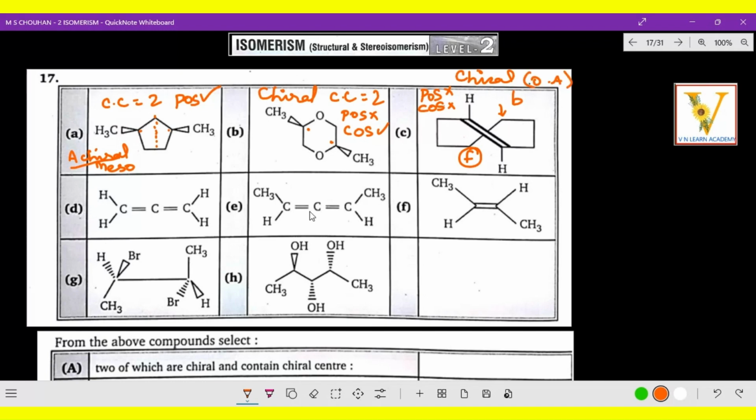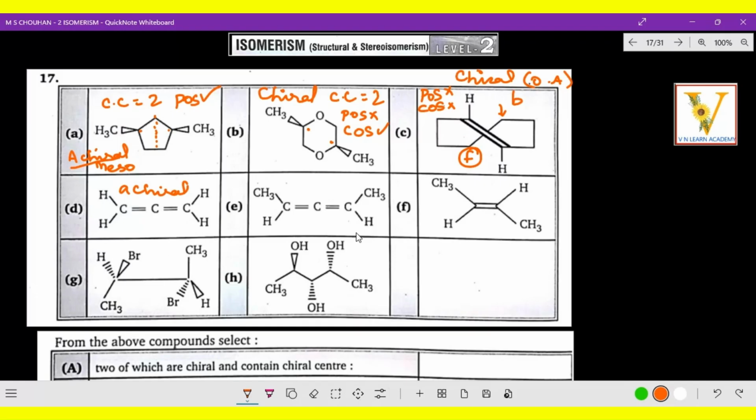Okay, now next one. So this is actually D, right? So here C double bond C, here hydrogen, here hydrogen. Even cumulene, this is 100% even cumulene. Even cumulene means it does not show GI, that you know very well. Right now here, this is actually achiral. How do we say it's achiral? Both are the same group. So this is achiral. And the next one, E.